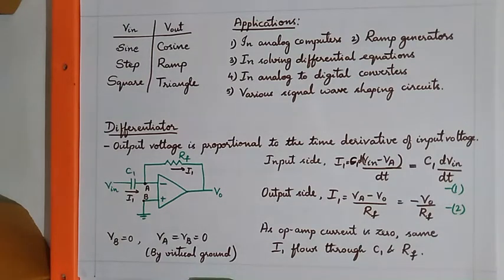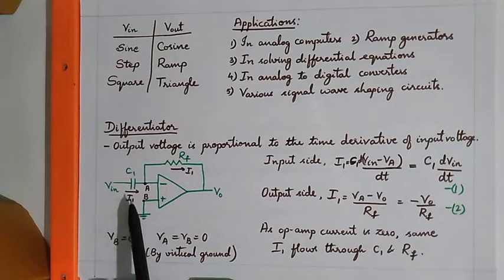Next is the differentiator circuit. In this case, the output voltage is proportional to the time derivative of the input voltage. That is, the output is the differentiation of the input signal. The differentiator circuit can be obtained from the integrator just by exchanging the resistors and the capacitors.